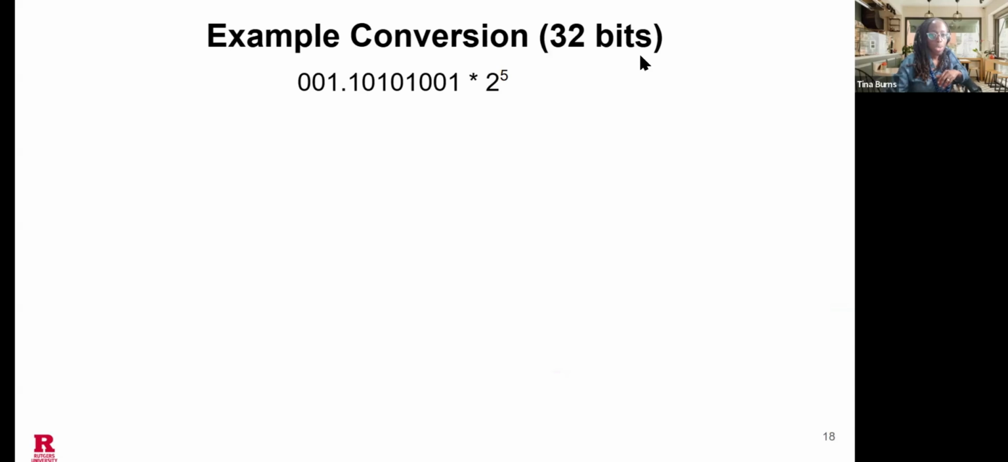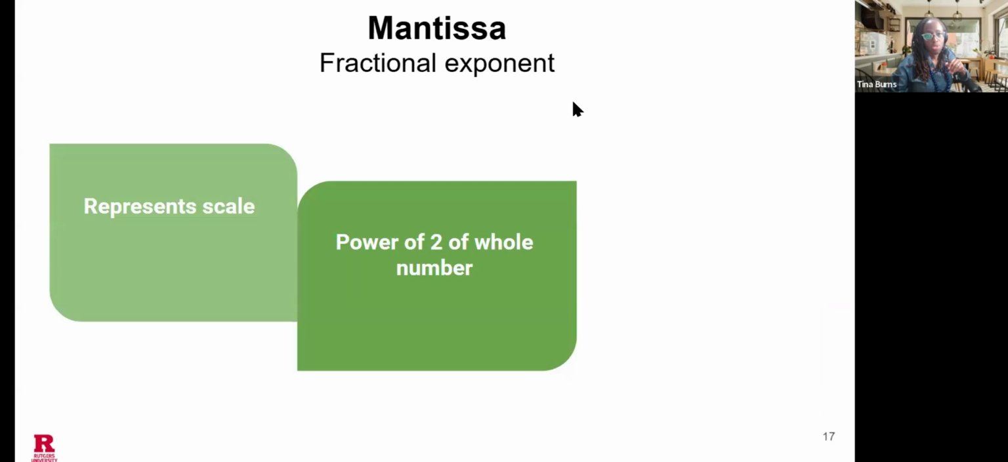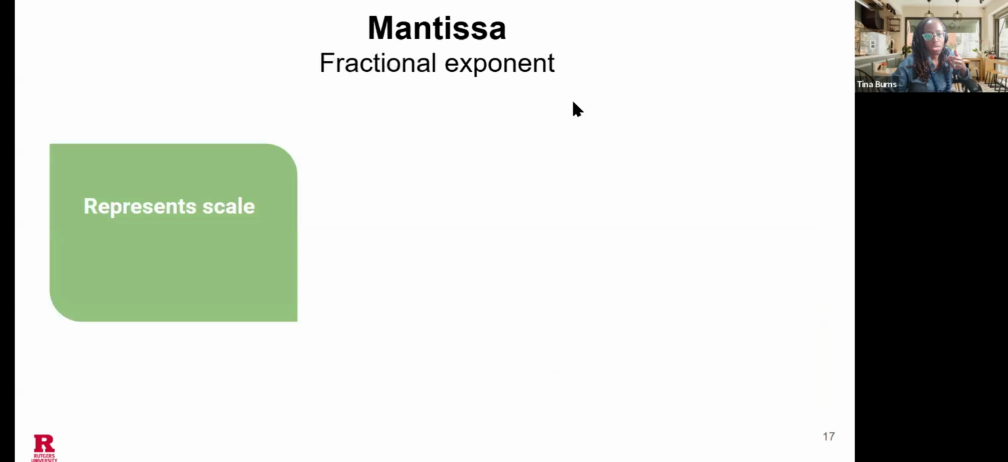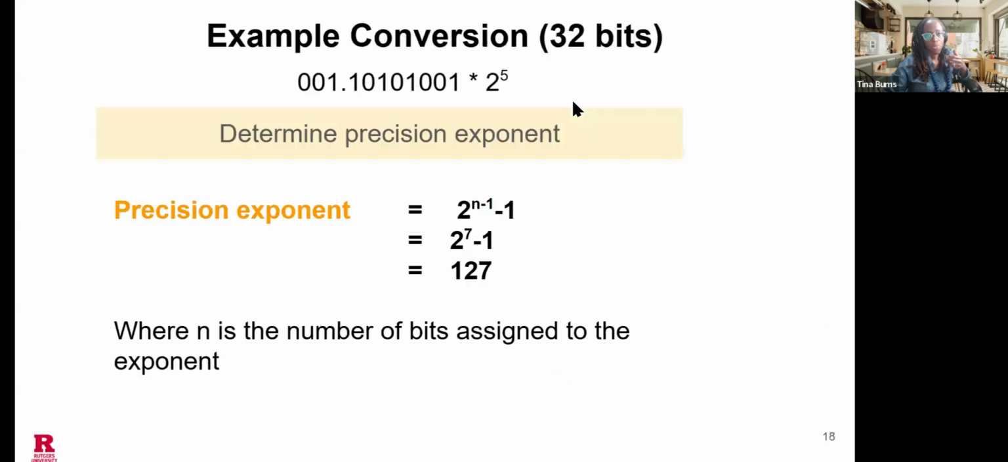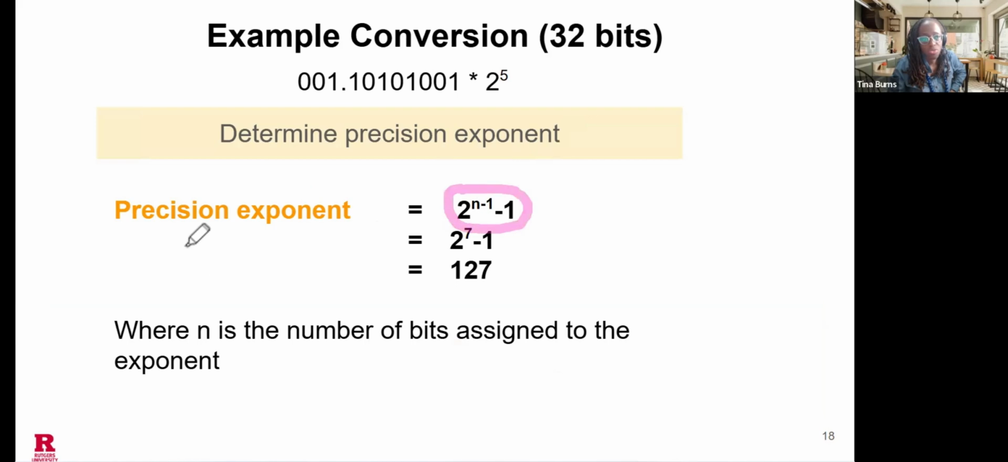All right, so we have this value here that we converted a few slides ago. Let's determine the precision exponent. Again, the precision exponent is predominantly dealing with the bias of the number. How many bits am I using for the exponent? And it's always non-negative. Okay. The first thing we have to do is this is always going to be your equation to calculate the precision exponent.